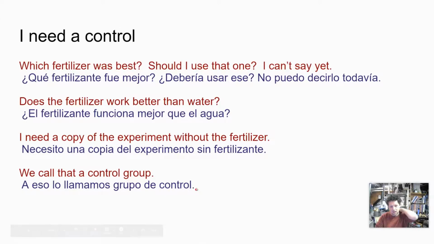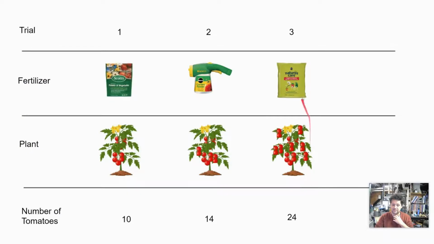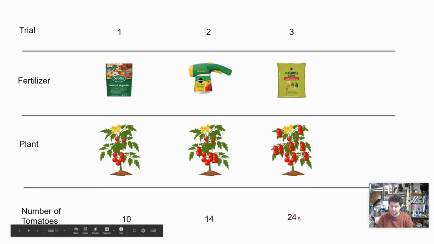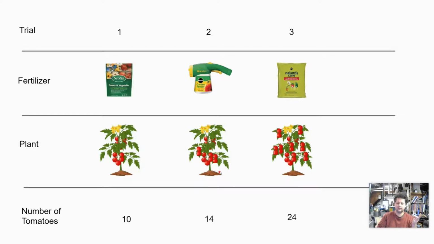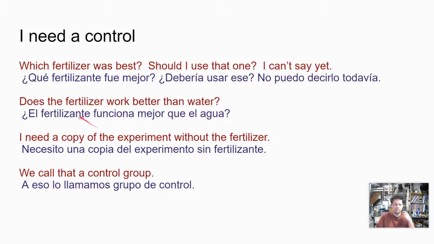So which fertilizer was best? And should I use that one? I really can't say yet. I can look at these and say Nature's Care produced the most tomatoes, but I don't know if any of these fertilizers really worked. Because I need to know if the fertilizer works better than water. Maybe I should just use plain water and I'll get even more tomatoes than adding a fertilizer.